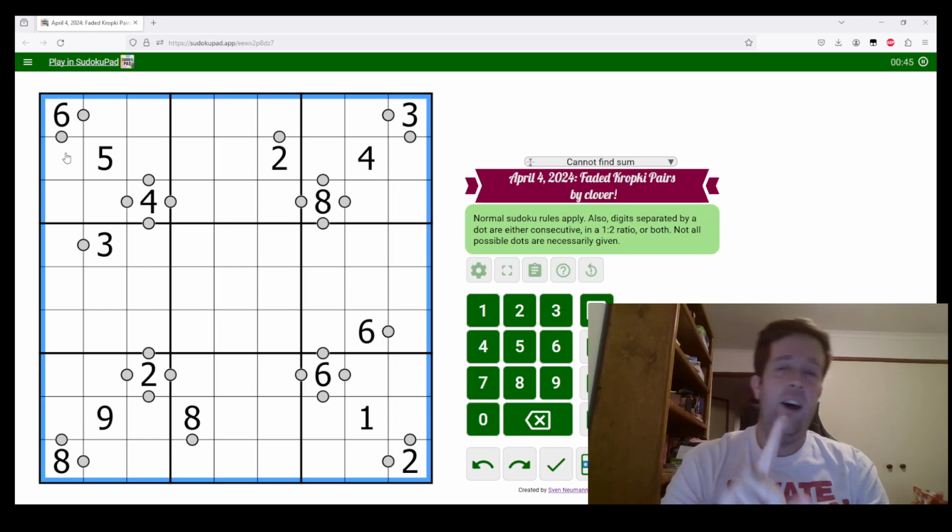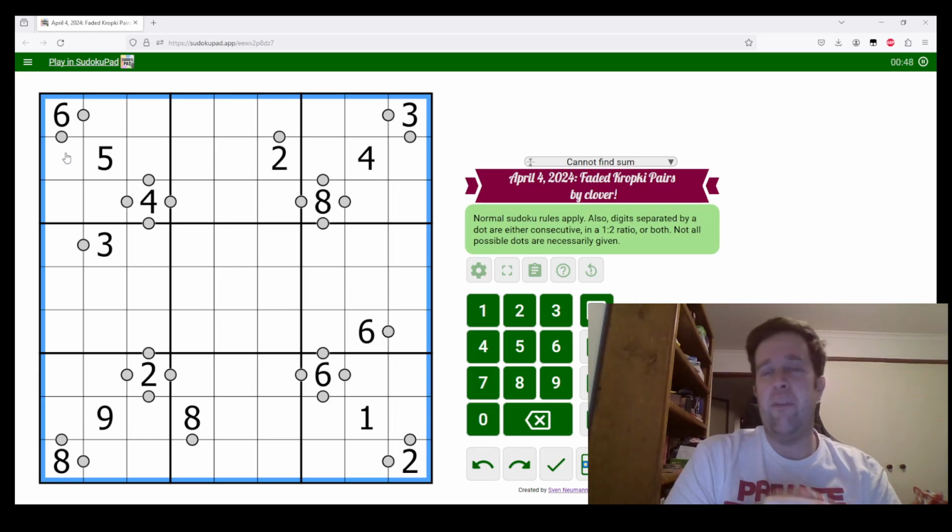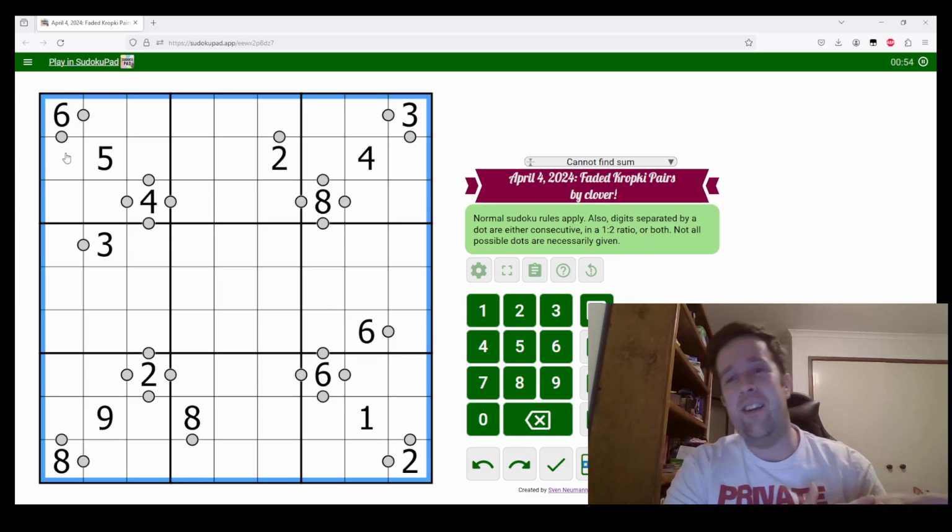So, I did a Faded Kropki for my Patreon for this month. I said Faded Kropki was too hard, so Clover came back and did a Faded Kropki Pairs. That shows me. All right, with that, let's get into it.